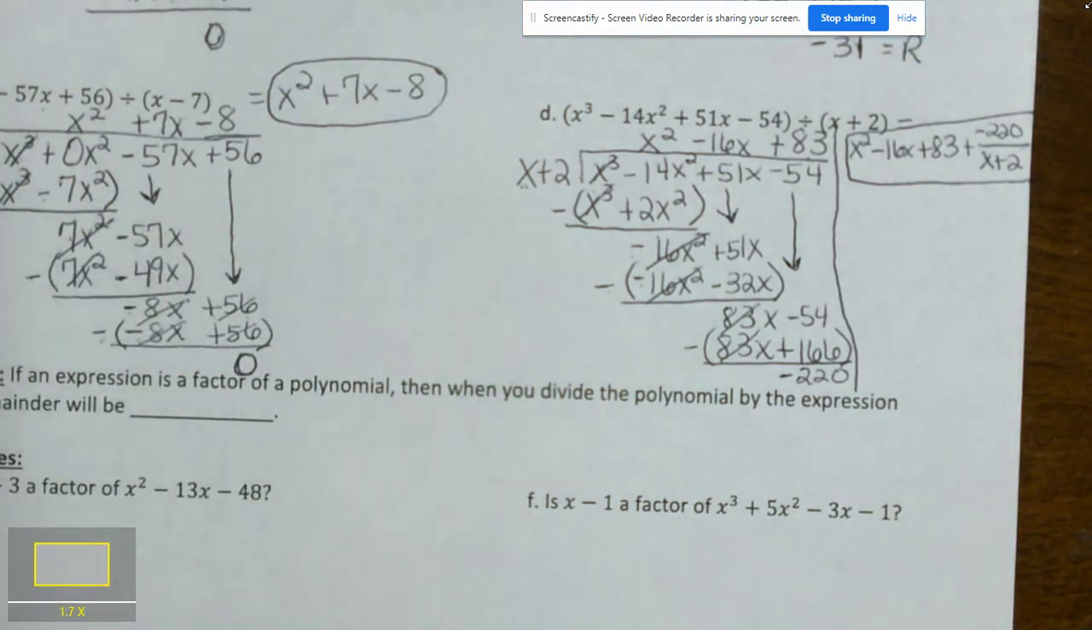Okay, guys, I know that dividing polynomials is long and time-consuming and hard. So if you have questions, let me know.